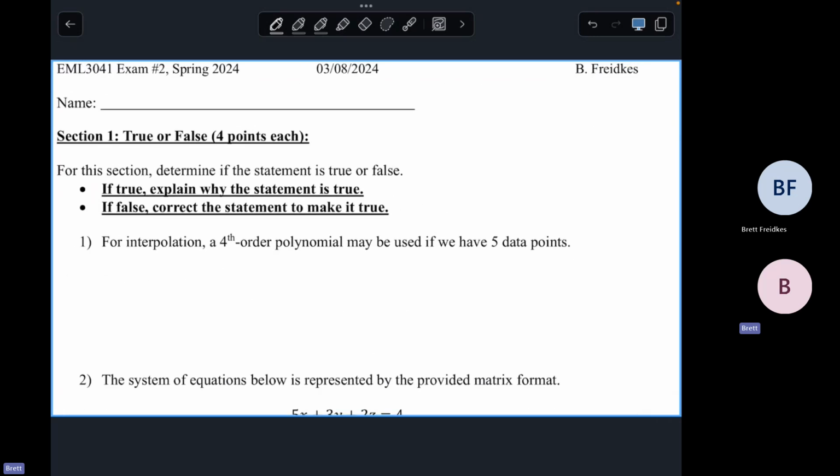Your exam will be very similar to this one. You'll have true and false questions, and then you'll have probably 3 longer problems, same like the last exam. Question 1, true or false? For interpolation, a 4th order polynomial may be used if we have 5 data points. I want you to think about this.